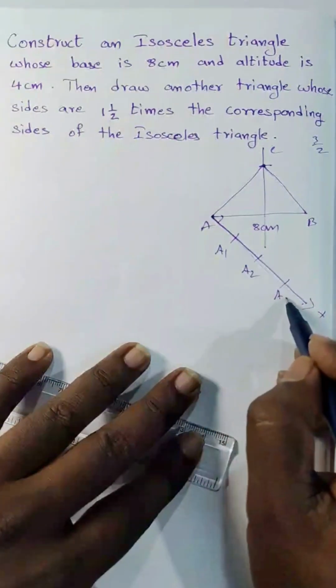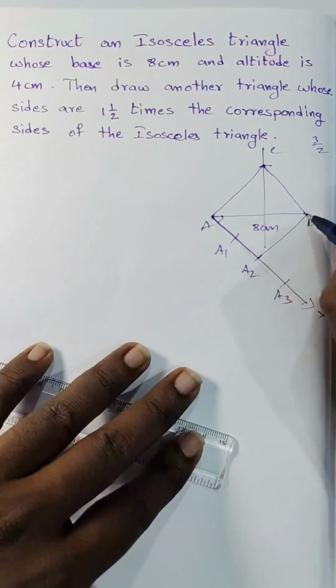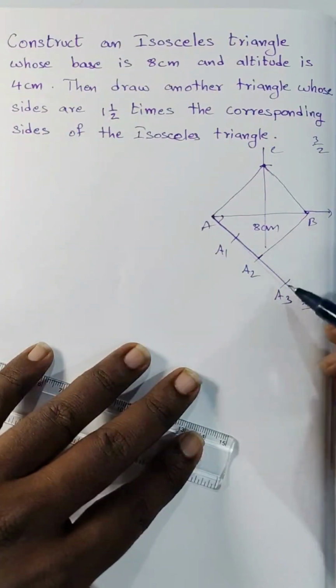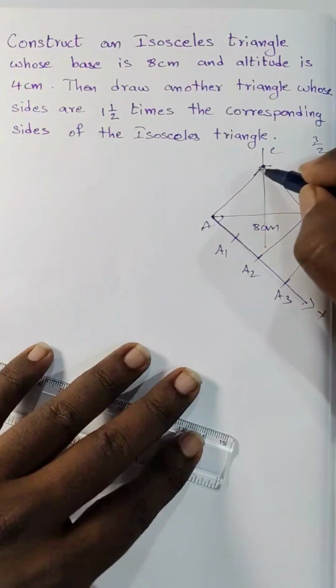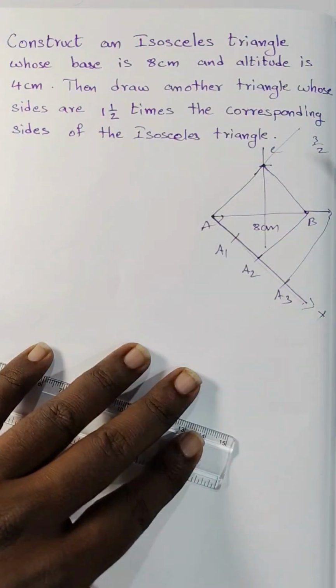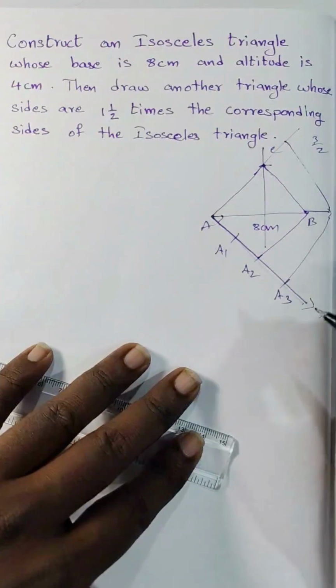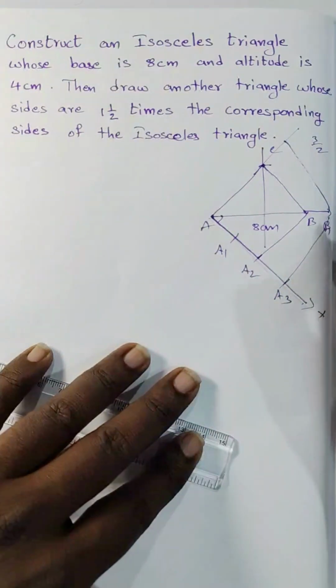A1, A2, A3 and we have to join A2 and B, extend this AB and we will draw a parallel line. Then we have to extend AC, we will draw a parallel line like this. Okay, so A, B1, C1, this will be our required triangle. Okay, we will do the construction.